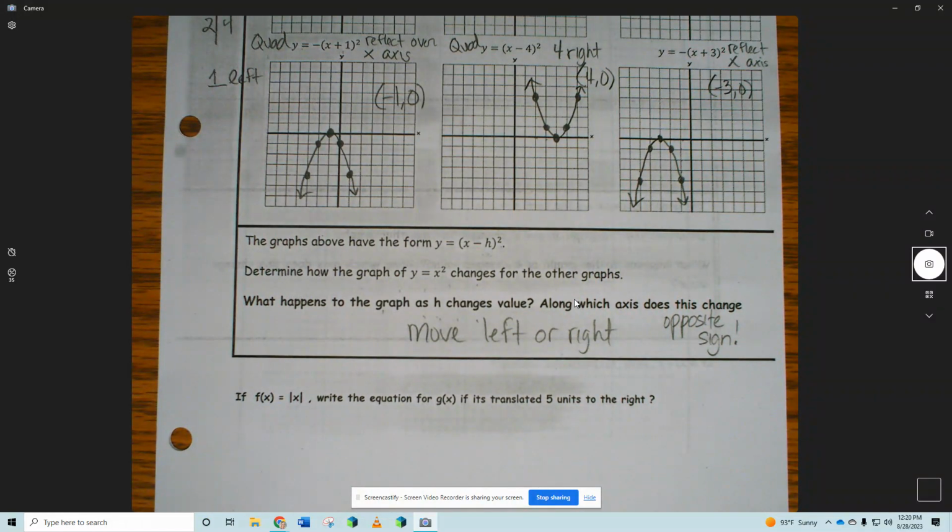All right. If f of x equals the absolute value of x, so now we're doing absolute value, write an equation for g of x, make up a new equation. If it's 5 to the right, what would a new equation look like if I said, I want you to move 5 to the right? An absolute value equation, 5 to the right. What would you put inside that straight line?